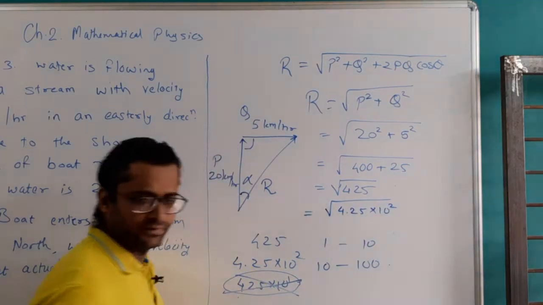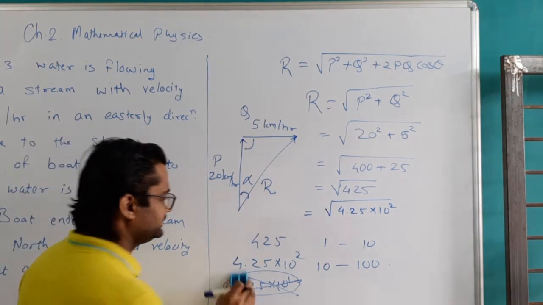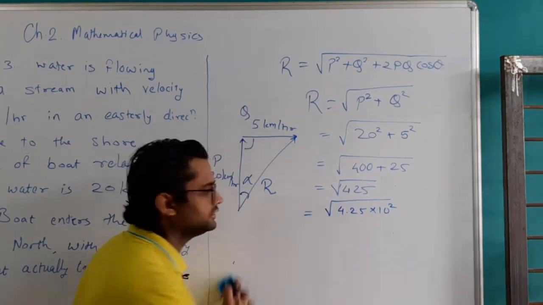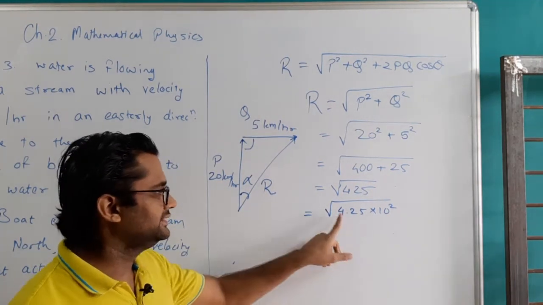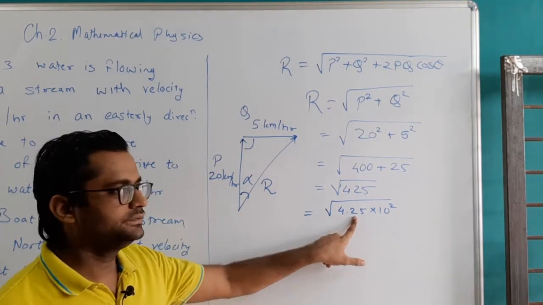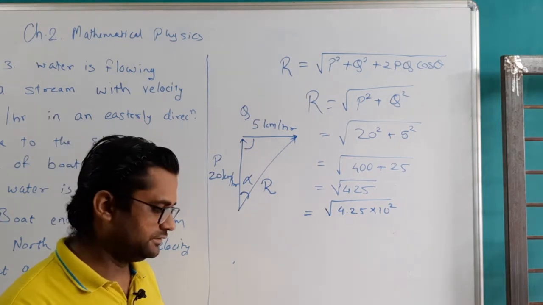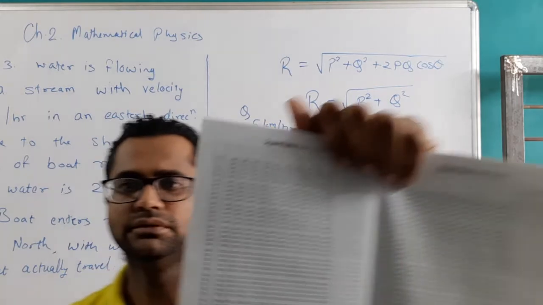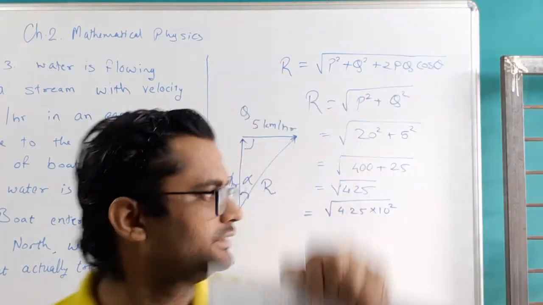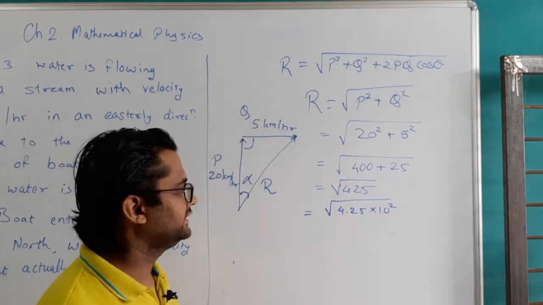Okay, so now what will be the next step? We will find the square root of 4.25. This number lies between 1 to 10, since it is 4.25. So we will open the table of square root from 1 to 10. Okay, so this is the table for square root of 1 to 10.